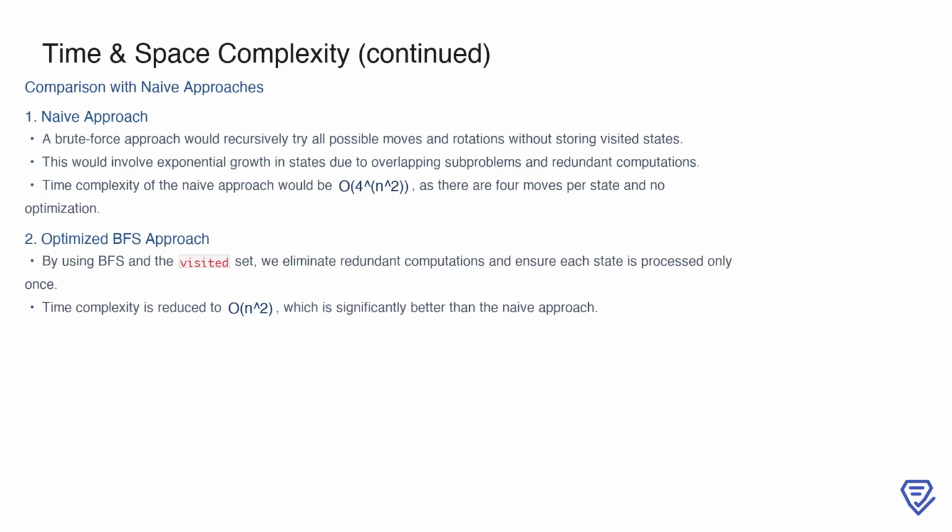Comparing this optimized BFS approach with a naive brute force method highlights the efficiency gains. A naive approach would attempt all possible moves and rotations recursively without tracking visited states. This leads to exponential growth in the number of states due to redundant computations and overlapping subproblems. In contrast, by using BFS along with a visited set to avoid reprocessing states, we ensure that each state is handled only once. This optimization reduces the time complexity drastically to O(n²), making the BFS approach far more efficient.